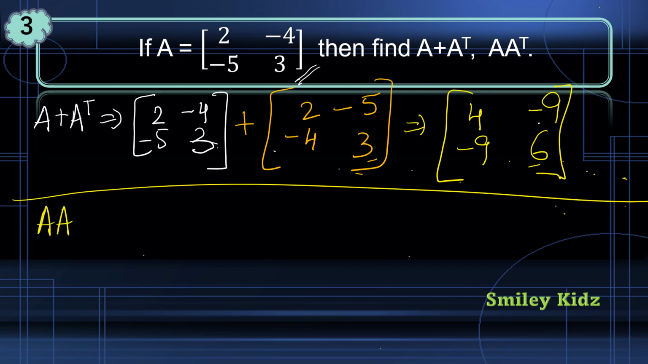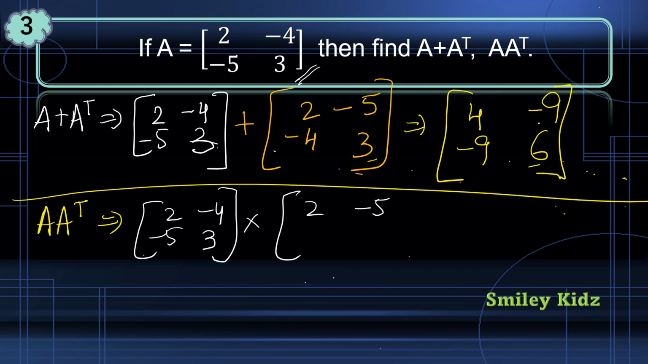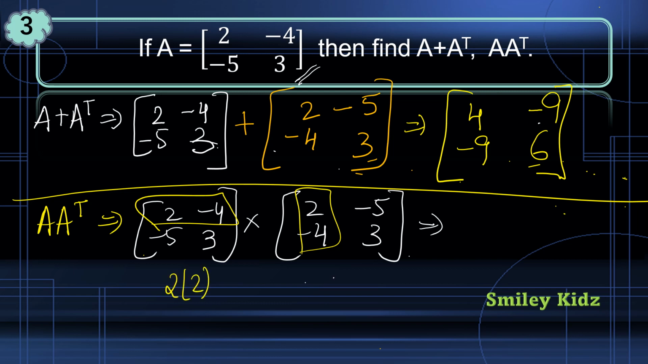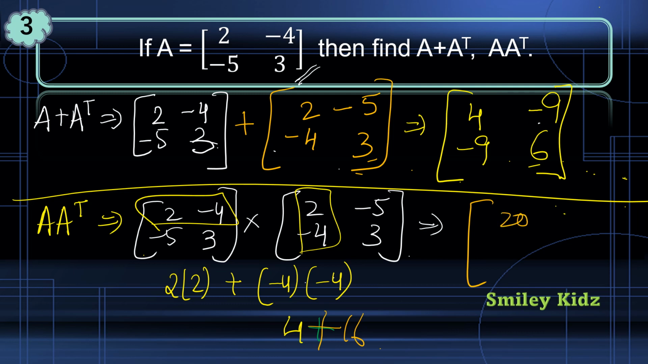So A into A transpose will be equal to 2, minus 4, minus 5, 3 into 2, minus 5, minus 4, 3. Done. Let's find out then. Firstly, take the first row with the first column. So 2 into 2 plus minus 4 into minus 4. That is going to give me 4 plus 16. What is 4 plus 16? 20. So 20 is going to be its first element, the output answer.